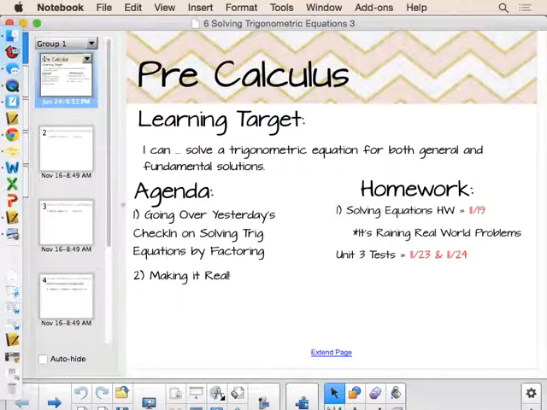And then we're going to do some real-world problems, which you've already seen before. I'm just going to solve them on the video. Homework, finishing up the packet. It's Raining Real-World Problems. Those will be the sections that you can complete this evening. Please remember your test is covered next Monday and Tuesday.